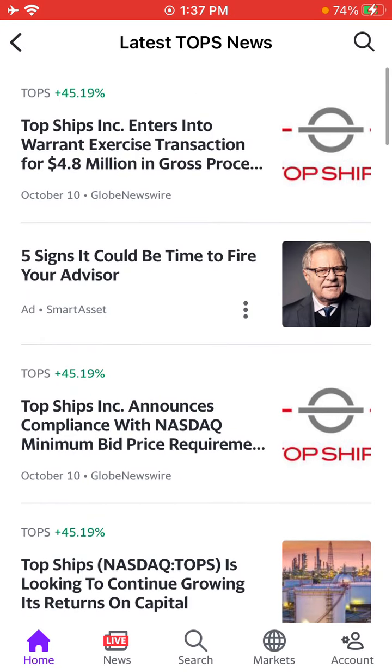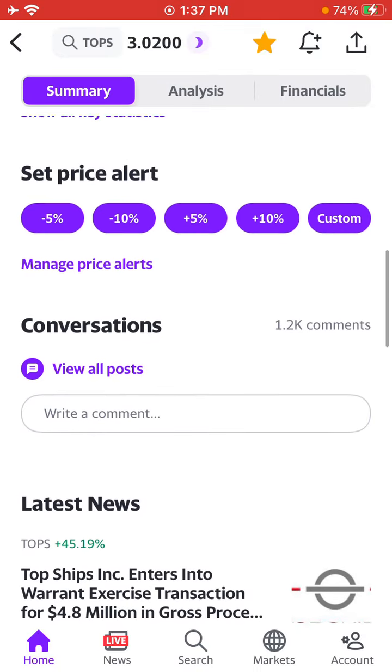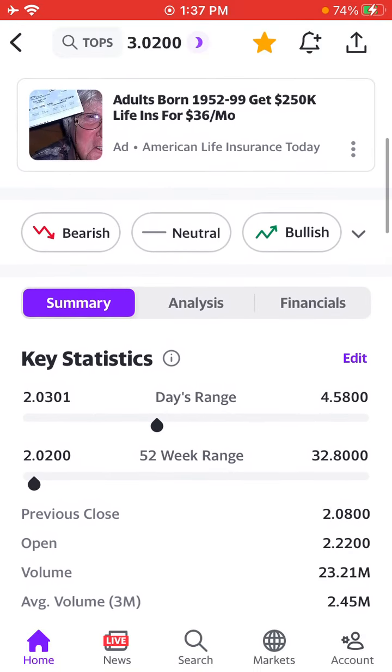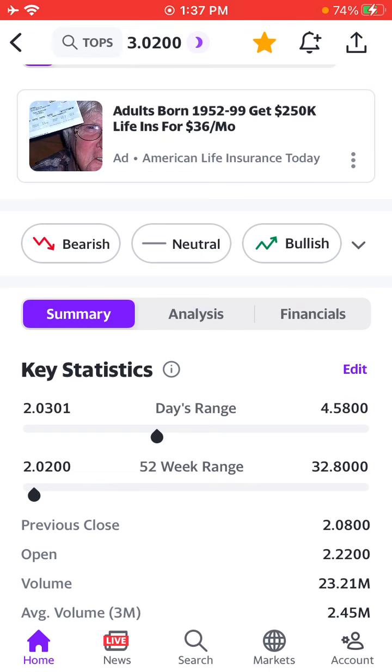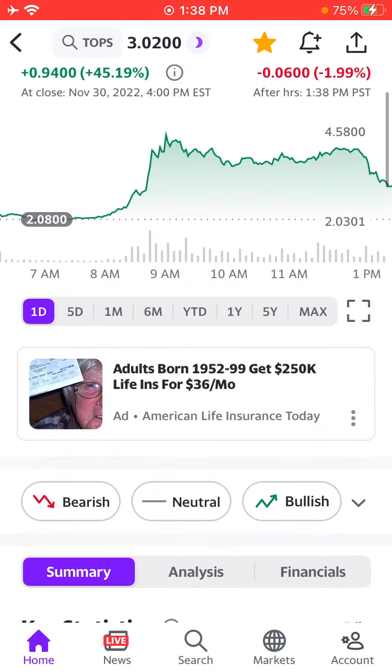Okay, so anyway, I showed you some examples of how it can be difficult sometimes to get the accurate float, and after they do a reverse split, you can't always just take the most recent 10Q number of the shares outstanding. If it was issued before the reverse split, you have to take the new number after the reverse split.